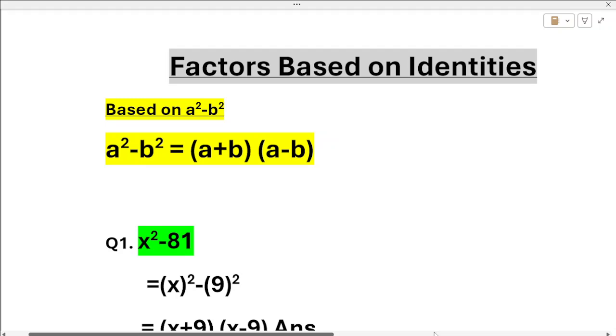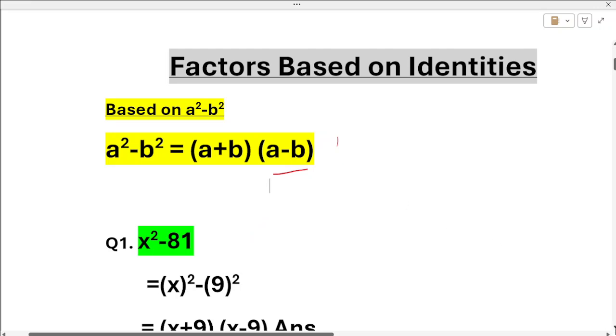It is based on factors based on identities. The identity is a square minus b square. What is a square minus b square? It is the product of the sum and difference of the terms a and b, as you can see here. To make you understand it better, let us take up an example.